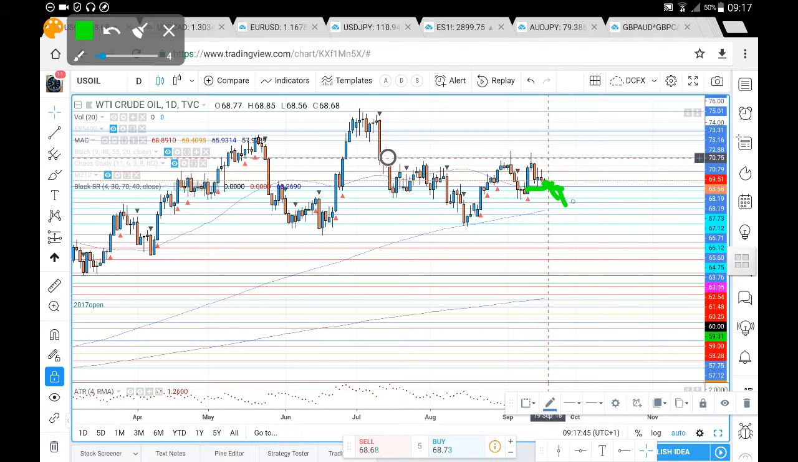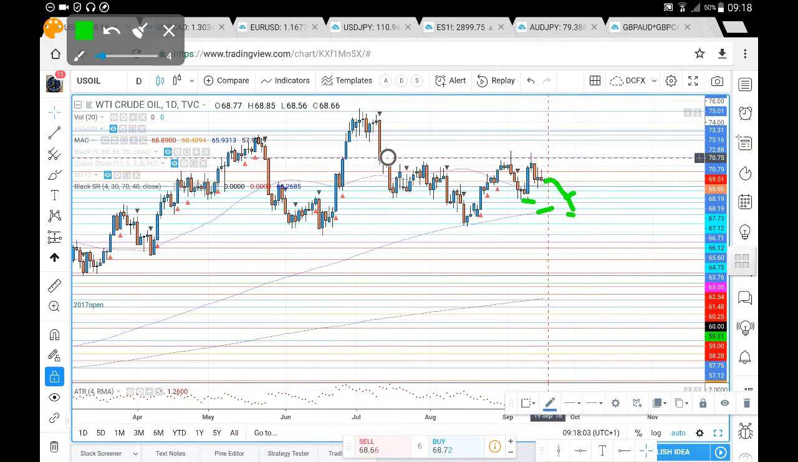If we do break that 68.19, may just see price head down towards that 67.12. Previous scenario found support before we had this rally back above the 70.79. So if we do break down beyond the 68.19, possibly looking for a move down towards that 67.12. From a daily chart perspective, after which we're possibly then looking for price to go down towards that 66.71.